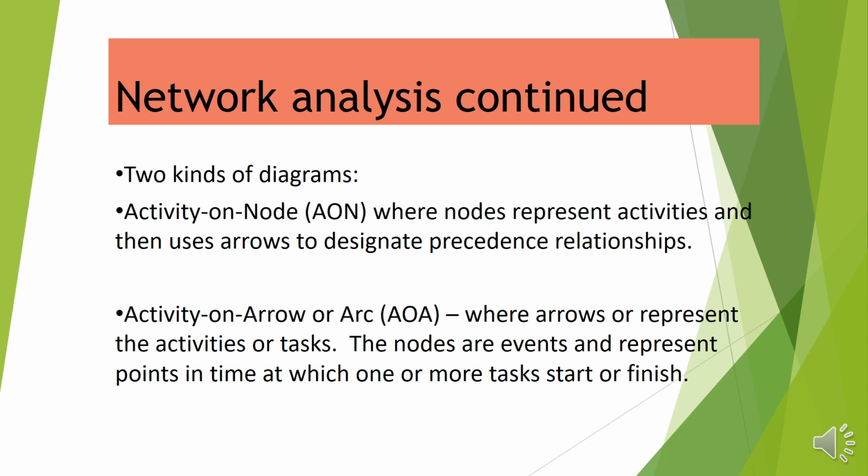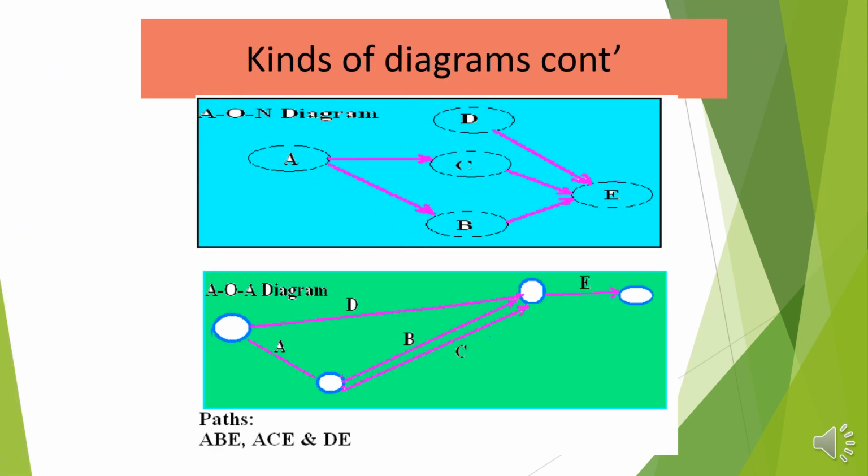Members, let's continue with the network analysis. We have already seen two kinds of diagrams, activity on the node and activity on the arc, and they are shown below here. The first one is activity on the node.